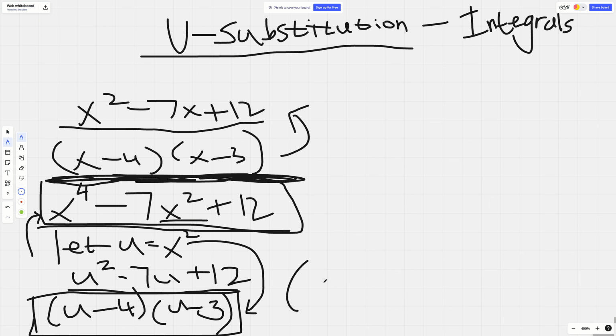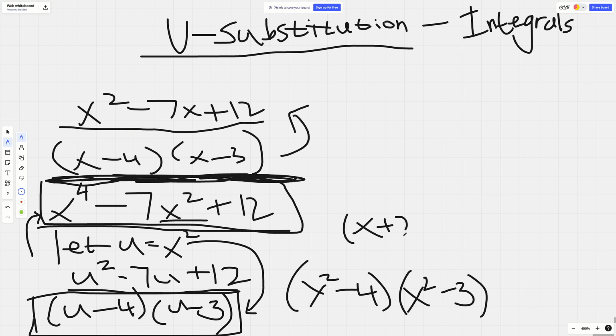And so this is equal to, instead of u minus 4, x squared minus 4. Why? Because u is nothing but x squared. And so we just plug x squared back in for all u's and have a resulting answer. So again, instead of u minus 3 as one of our factors, now we have x squared minus 3. And in fact, we can factor this a little bit further. This is nothing but x plus 2 times x minus 2, using our difference of squares theorem, times x squared minus 3. And now we're really done.